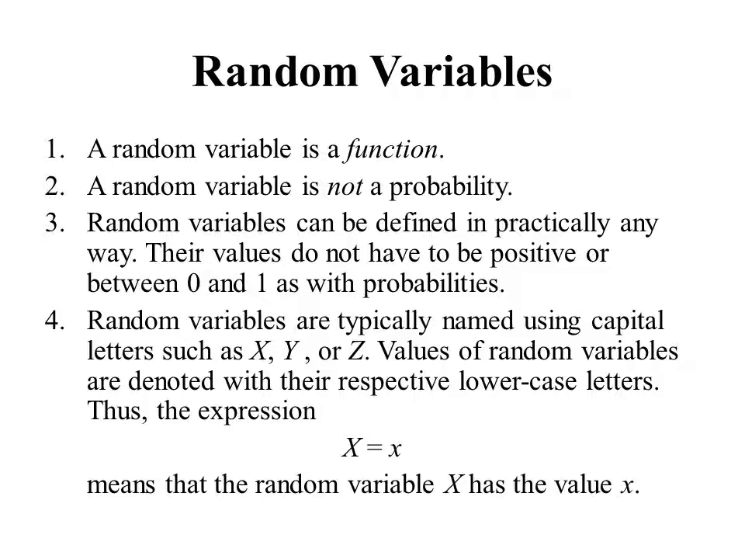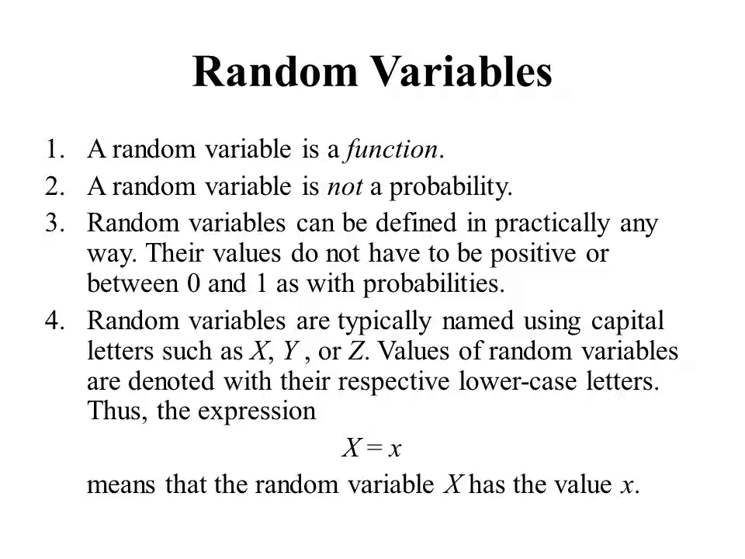Number 4 is a comment about notation. Random variables are typically named using capital letters such as X, Y, and Z. And we'll use the random variable X a lot. Values of the random variables are denoted with their respective lowercase letters. Thus the expression capital X equals little x means that the random variable capital X takes on the value little x. That expression looks a little weird the first time you see it.